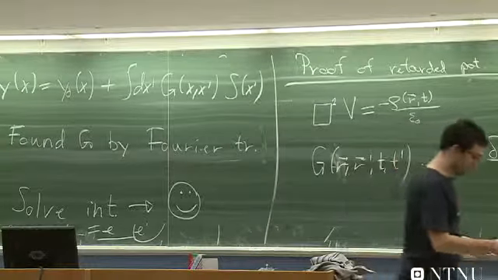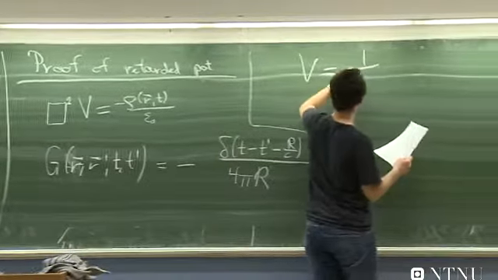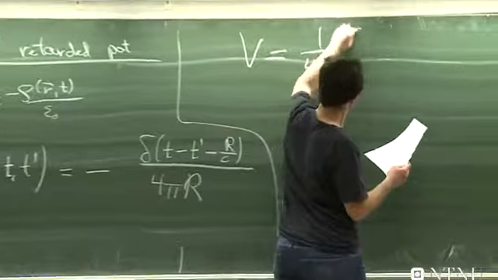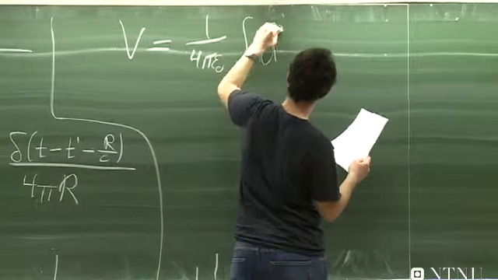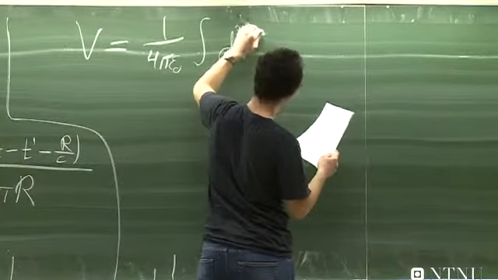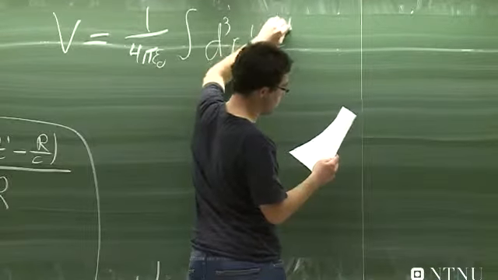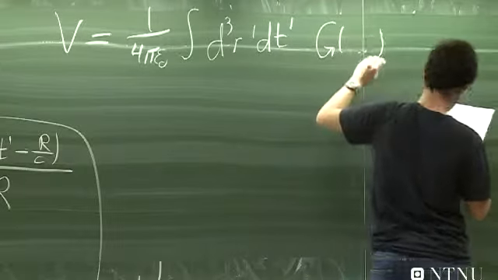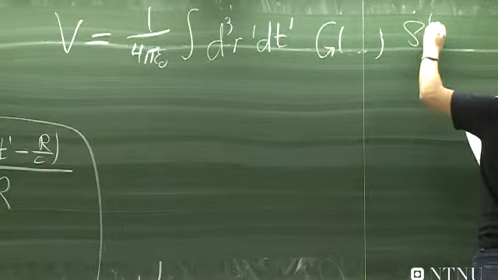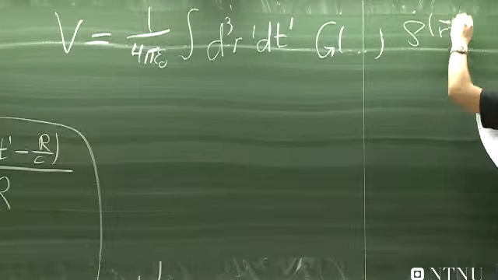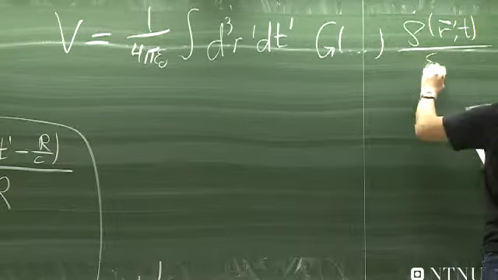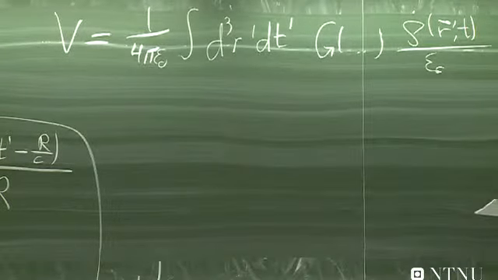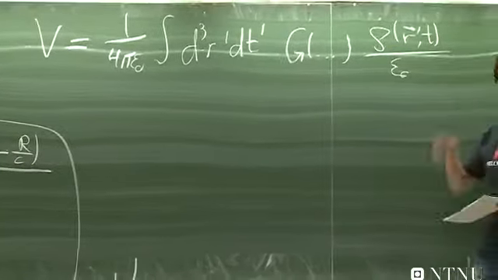In the form of an integral, and that is 1 over 4 pi epsilon naught integral over d3 r prime dt prime G of all that stuff, rho of r prime, t over epsilon naught. And we can't in general solve the spatial part of the integral, but the time part of the integral is easy because that's just a delta function.